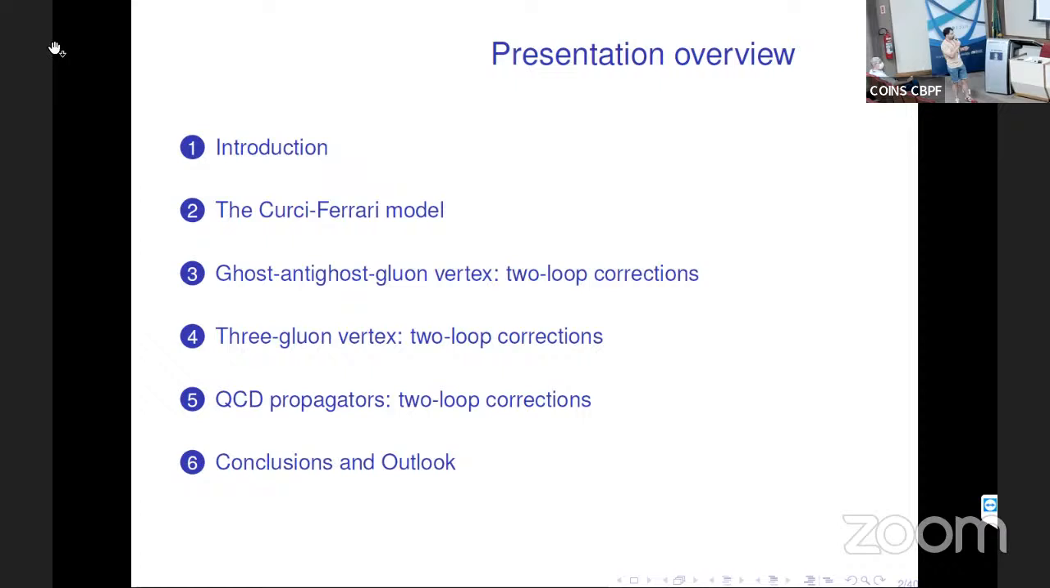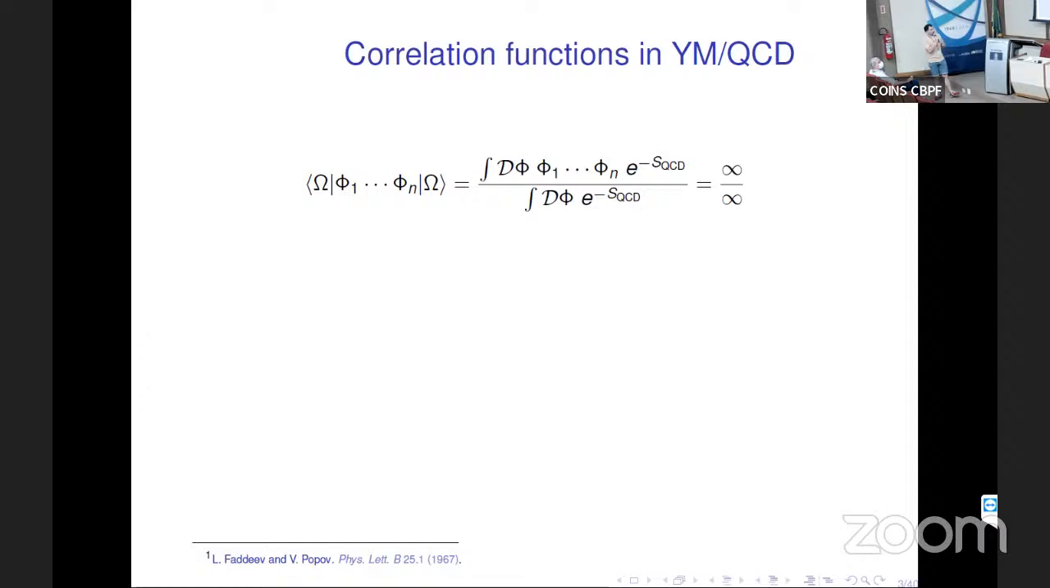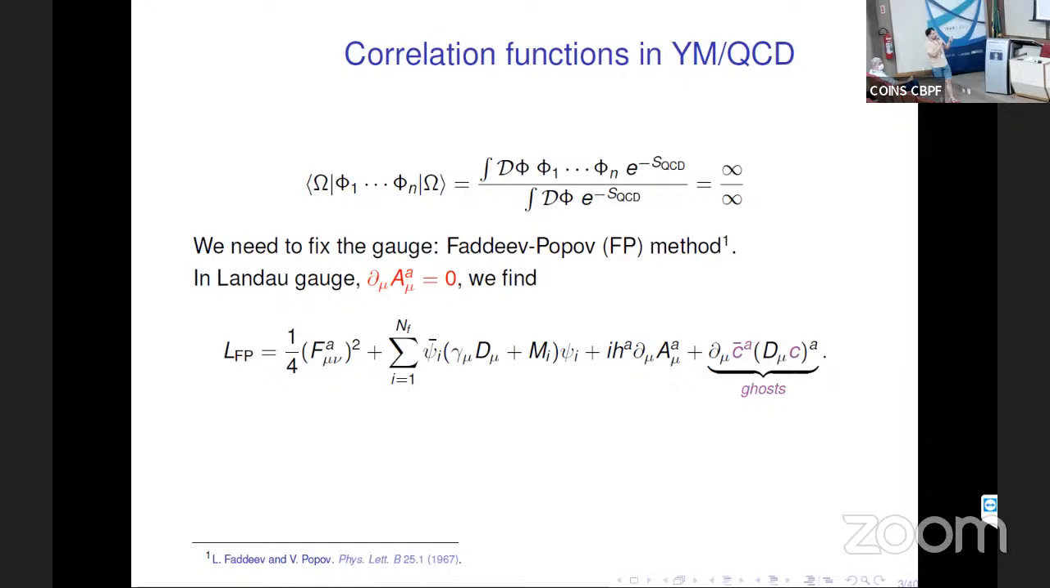Now, if we want to compute correlation functions in Yang-Mills or QCD in the Euclidean, we typically find this undetermined quantity. And to get rid of this indeterminacy, we need to fix the gauge. This is traditionally done via the Faddeev-Popov method, which in Landau gauge leads to this Lagrangian here, which is essentially the QCD Lagrangian. We have this term which is associated to the gauge fixing condition, and we have the ghost, right? Now we have this gauge fixed Lagrangian.